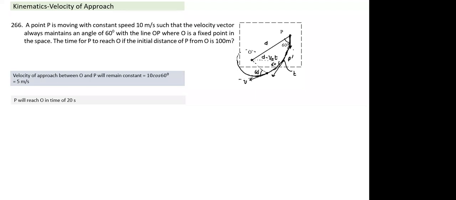The P will come and collide with O. Since the distance keeps reducing, at some point in time, it will come and reach O. The question is how much time it will take to reach O. That is very simple. Velocity of approach is 5 meter per second and distance is 100 meter. So in 20 seconds, it will come and meet O.